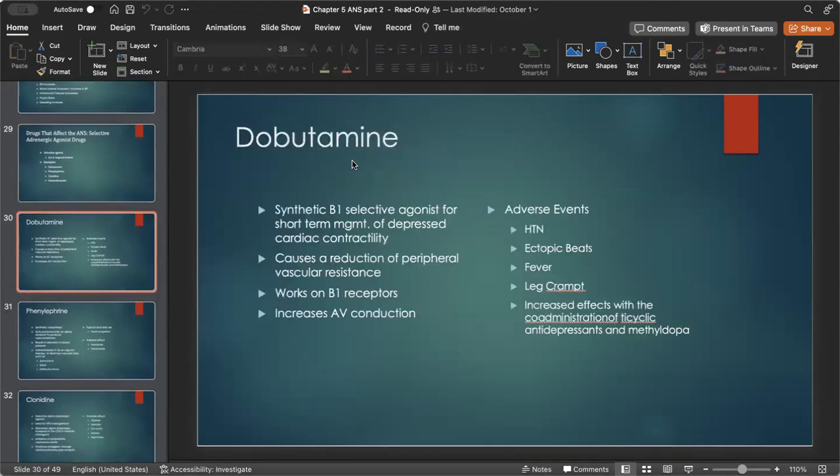So we have dobutamine, phenylephrine, and clonidine. Dobutamine is a synthetic beta-1 selective agonist, which in short means that it favors the beta-1 receptors and works on beta-1. This is really good because this drug is very important in treating heart failure. It's one of our heart failure drugs. Adverse effects include hypertension. Why? Because it works on beta-1, which means it causes increased heart rate and increased blood pressure. It can cause fever, leg cramps, things like that. But the adverse effects you're seeing are where it works directly, on those receptors.